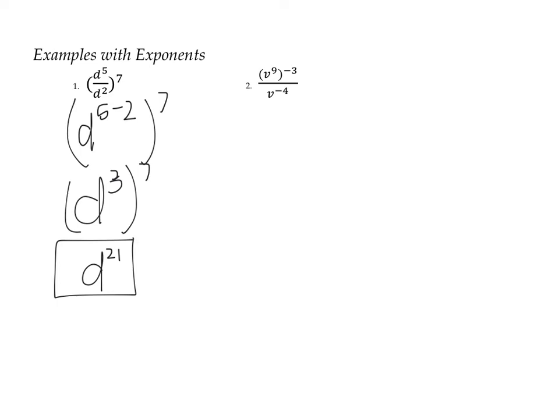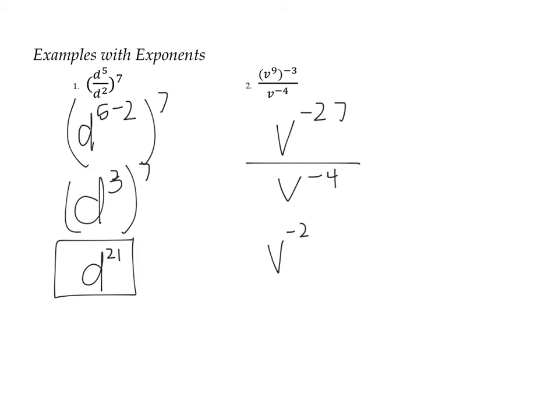Next, we move into something where we can't simplify inside the parentheses first. We need to make sure that we simplify our numerator first. So d to the 9th to the negative 3, we're going to multiply. It's just powers of a power. v to the negative 27 divided by v to the negative 4th. I know I just said d, I'm sorry. Now we're going to add our 4 to the top because we're going to follow that rule.